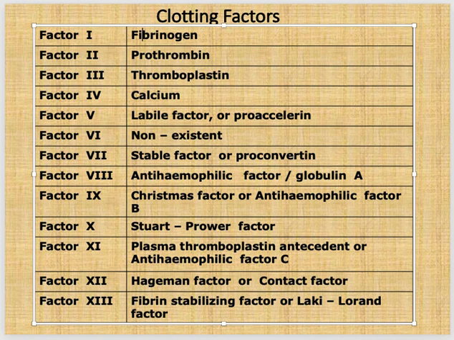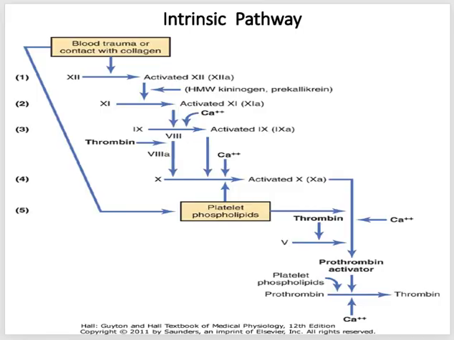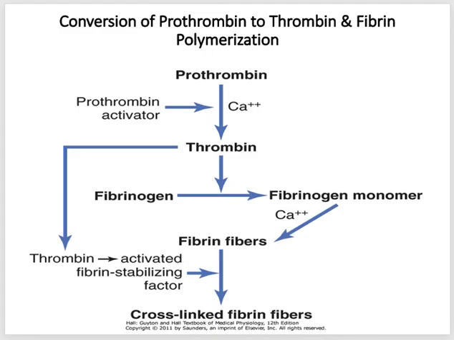So see, here factor 2 is converting to factor 1, right? Or fibrinogen is factor 1. So simply, see, conversion of prothrombin to thrombin. Prothrombin is circulating in the blood. Prothrombin activator is there. Calcium is needed. It will change into thrombin.